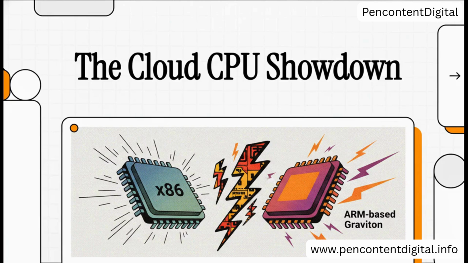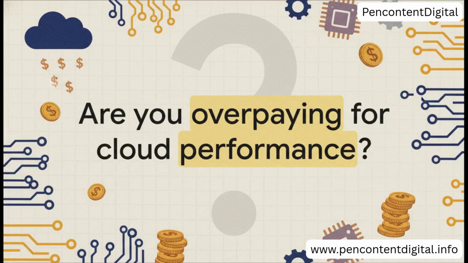For decades, the world of cloud computing has had one undisputed champion, the x86 architecture. It's been the king. But now, there's a new contender stepping into the ring, an ARM-based processor called Graviton. So in this explainer, we're going to break down this epic showdown to see if the reigning champ can really hold its ground.